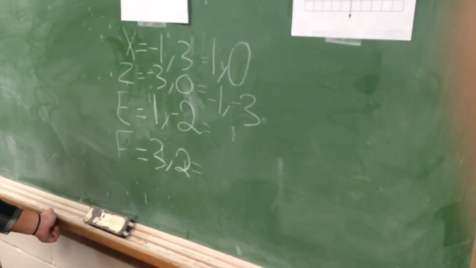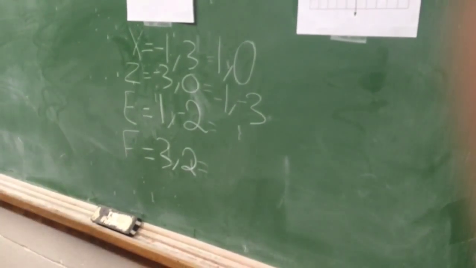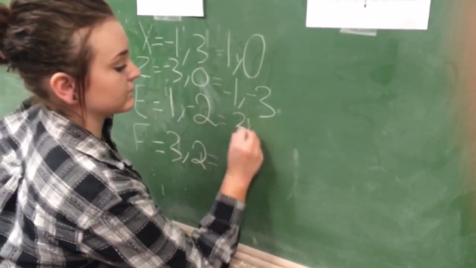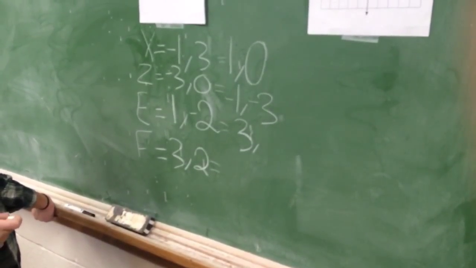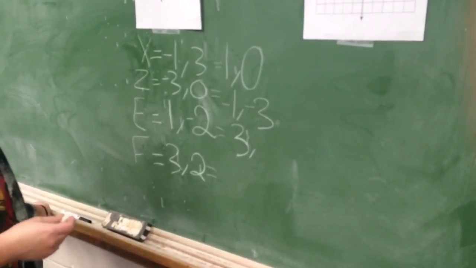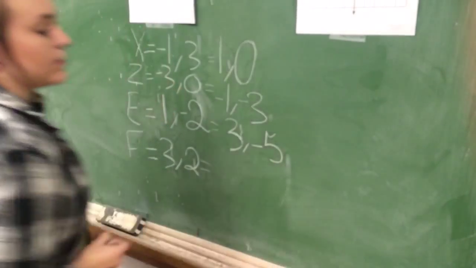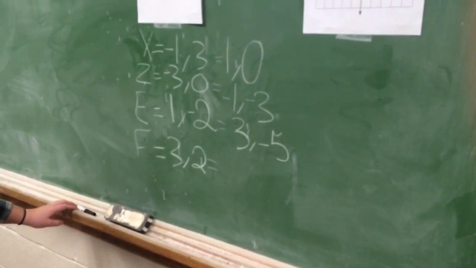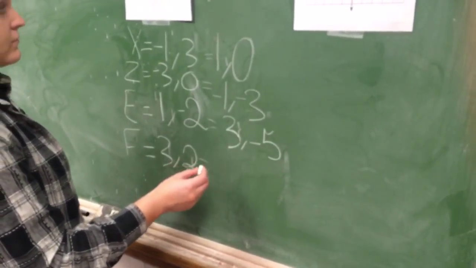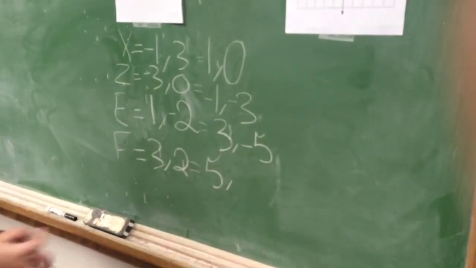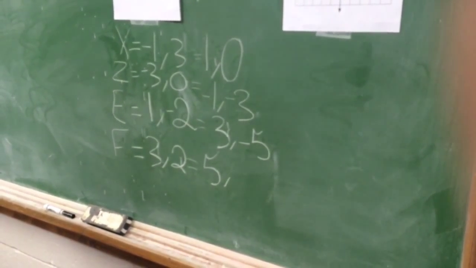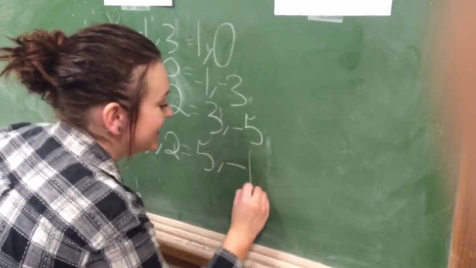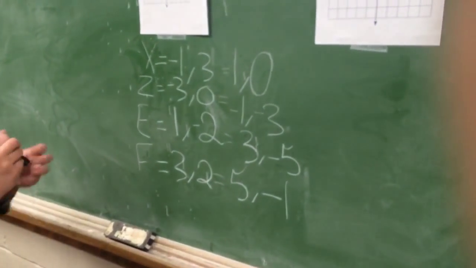Now on to E. You would take 1 plus 2, which is 3. And for your Y, you would take negative 2 minus 3, which is negative 5. Now on to F. You would take 3 plus 2, which equals 5. And you now take 2 plus negative 3, which equals negative 1. And now it is time to graph.